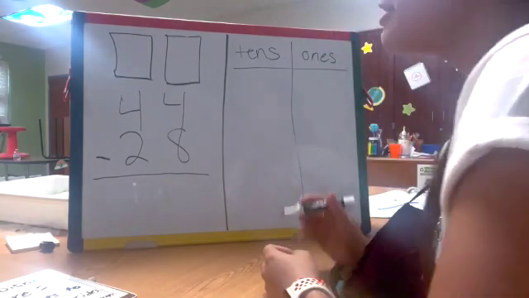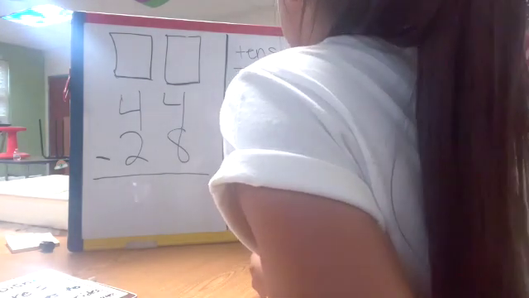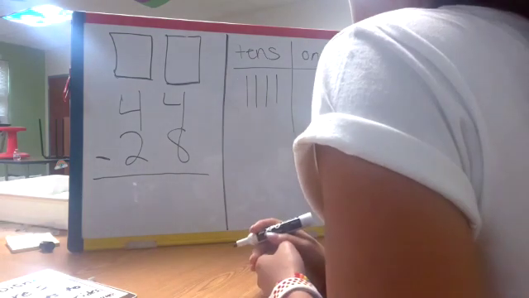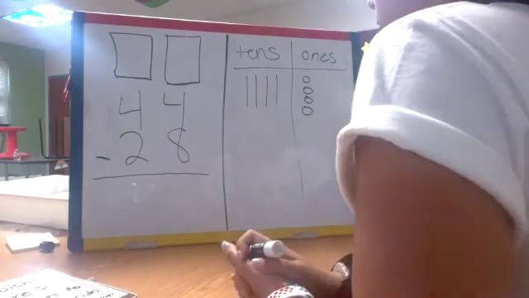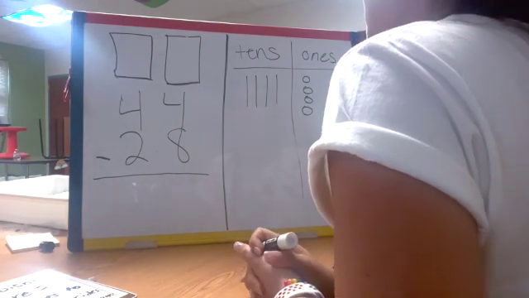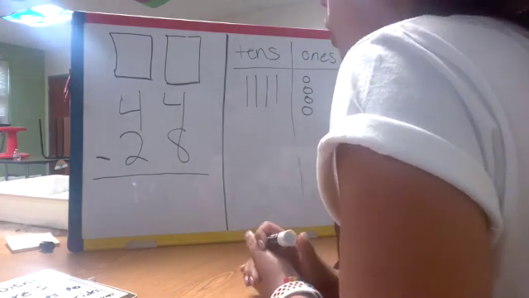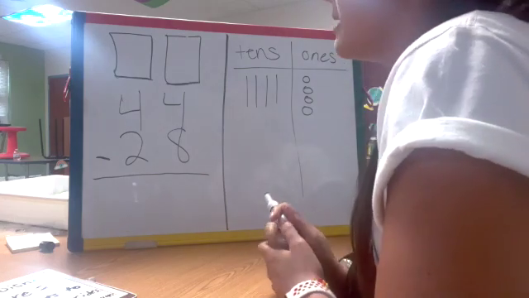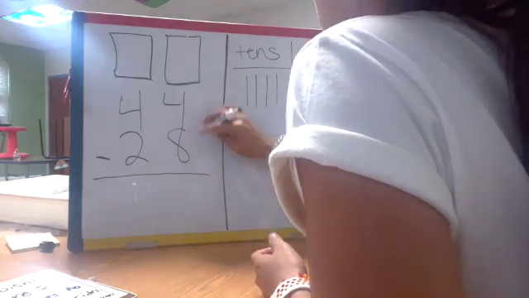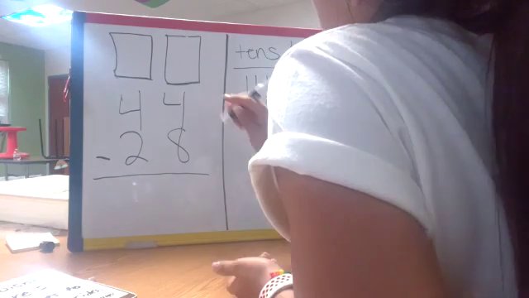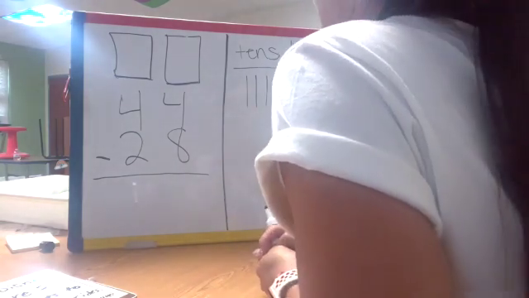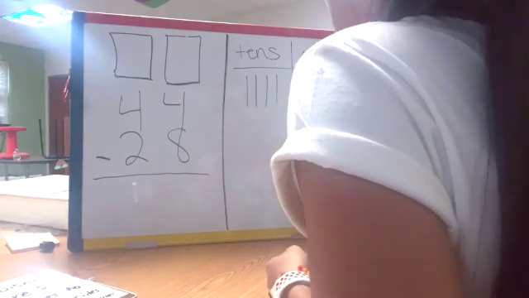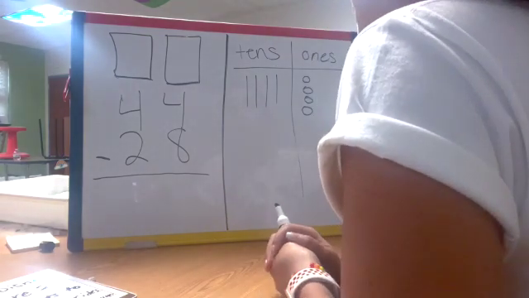In 44, there are 4 tens. And how many ones? 4 ones. Wonderful. Now, what is my next step? Well, I'm going to always look in the ones place to begin solving. So go ahead and look in the ones place. I am subtracting 4 minus 8 ones. Okay, I can't take 8 ones away from 4 ones. So what do I need to do?